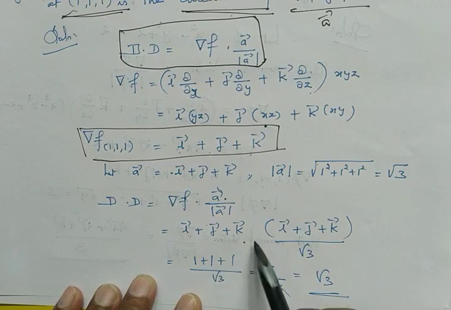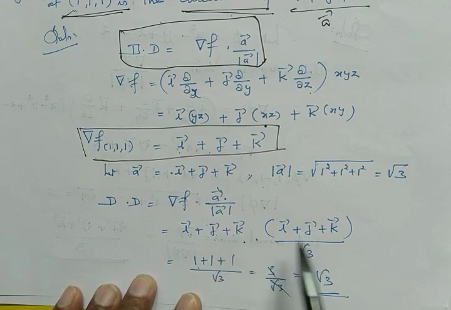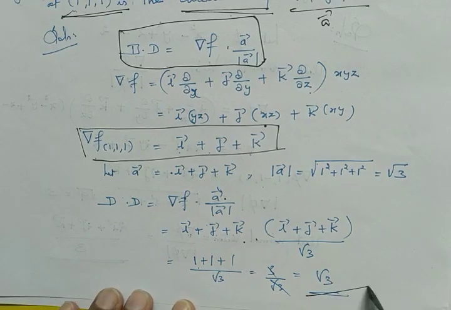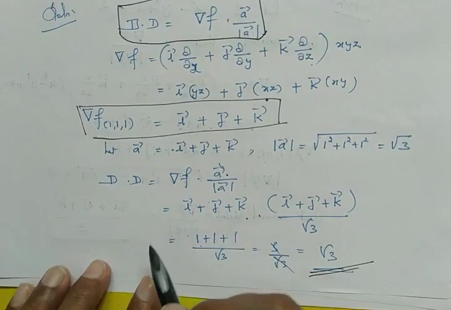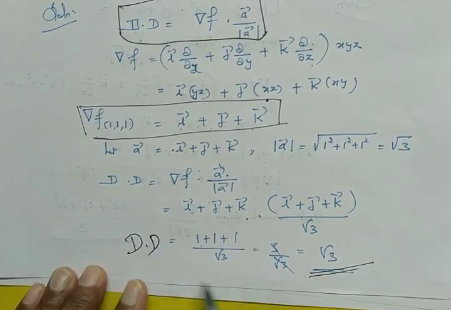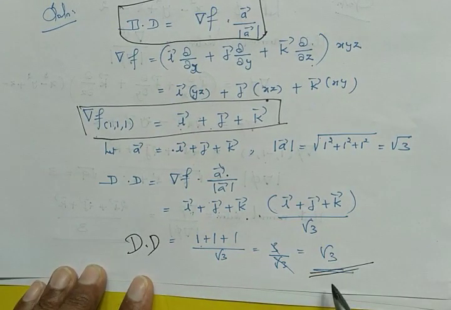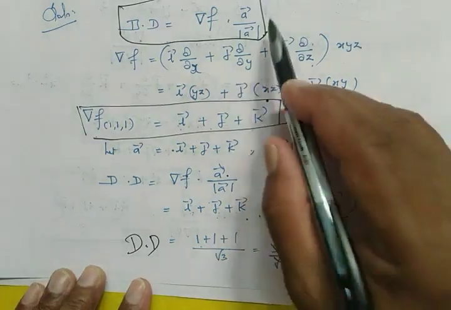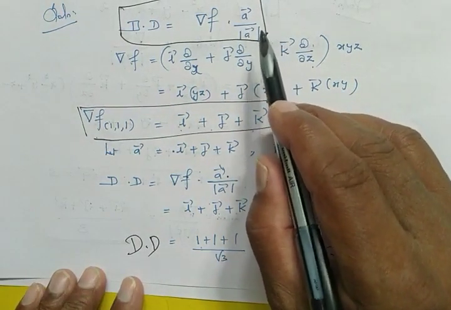Now you are going to multiply, dot product. i vector becomes 1, j vector becomes 1, k vector becomes 1. 1 plus 1 plus 1 is 3. 3 by root 3, cancelling, this is the value we got. So the directional derivative value of the given problem is root 3. So do remember this formula always to work out many problems.